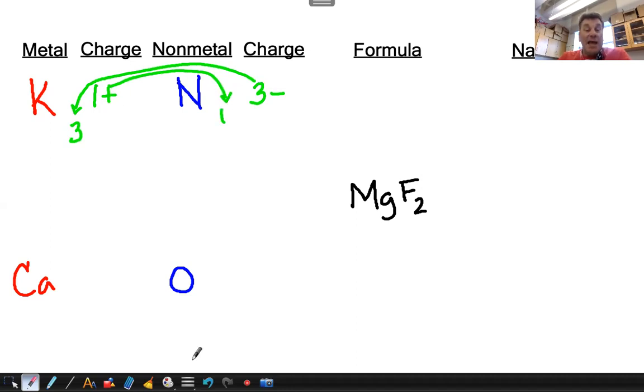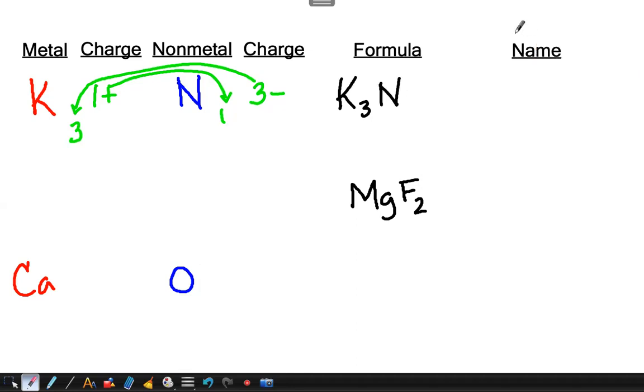Now, of course, when I actually write out the formula, we're not going to write the 1, are we? It'll just be K with a subscript 3 and then N. All right. The name of the compound, again, is the full first name of the metal, which in this case is potassium. So I'll write in potassium here.